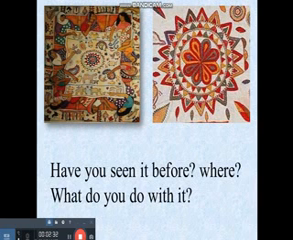Have you seen it before? Where? Now, what do you do with it? I think you all use it in your house because it's our traditional thing. We use it in our house.